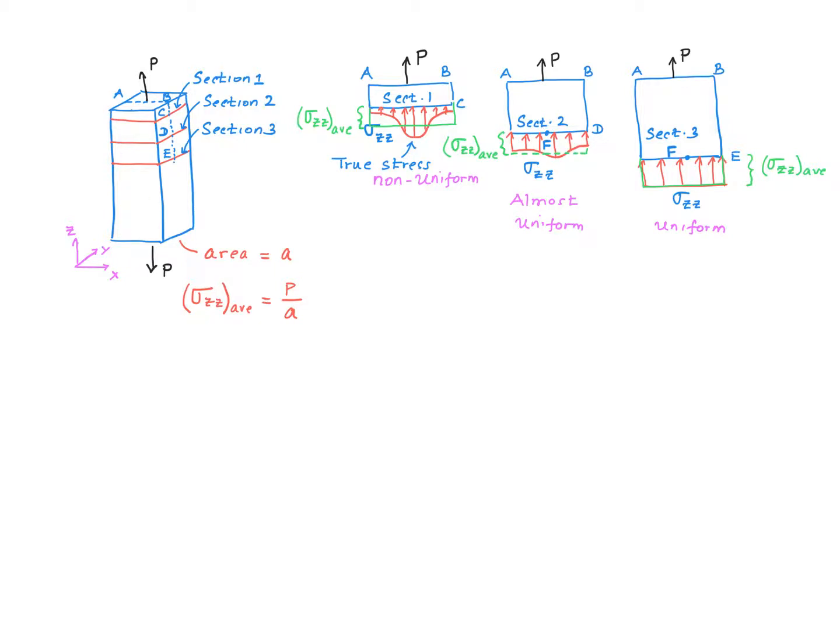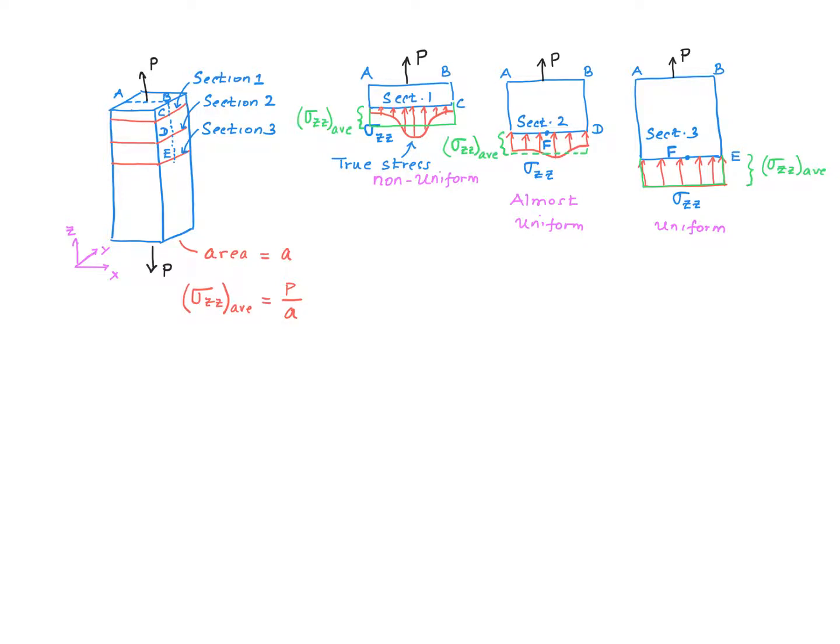Say the rod has a uniform cross-sectional area little a throughout, and let's go ahead and define an average stress in the z direction. Sigma zz average equal P over A. So this is the normal stress perpendicular to these cross-sectional planes, right? The planes that are perpendicular to the z-axis.